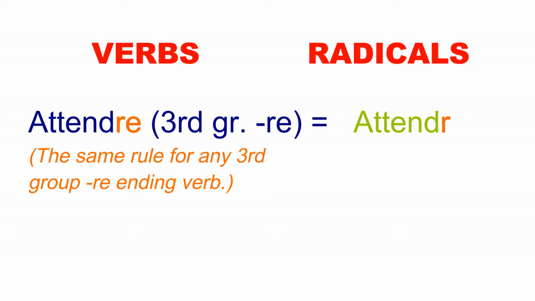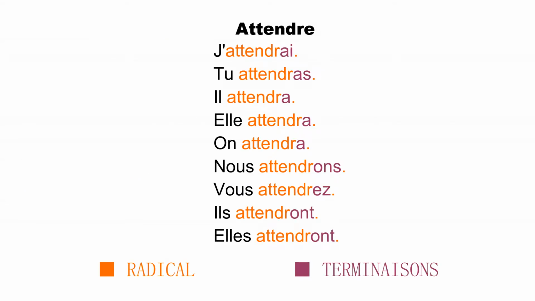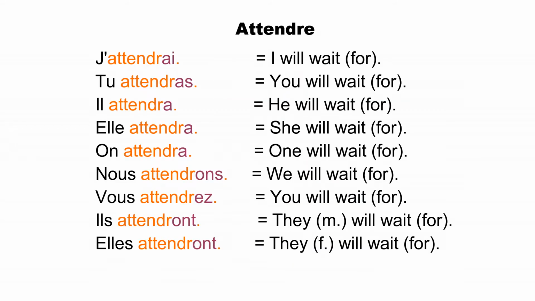If you haven't learned the verb groups, check them out from the I button on the top right corner of the screen. Then just add the same old terminaison. AI, AS, A, ONS, EZ, ONT, ONT. J'atteindrai, tu atteindras, il atteindra, elle atteindra, on atteindra. Nous atteindrons, vous atteindrez, ils atteindront, elles atteindront.